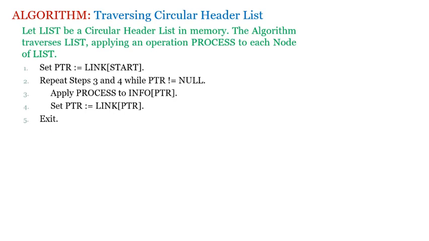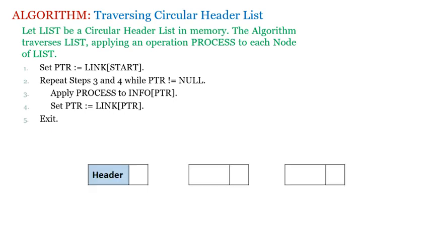Now we are discussing the algorithm of traversing the circular header list. For that algorithm, I am first of all taking one circular header list. So these are the two nodes and one header. Let us suppose the first one is the header, then the next is node 1, and afterward node 2. These are the normal nodes on which we are going to store the values. On the header node we will not store anything.